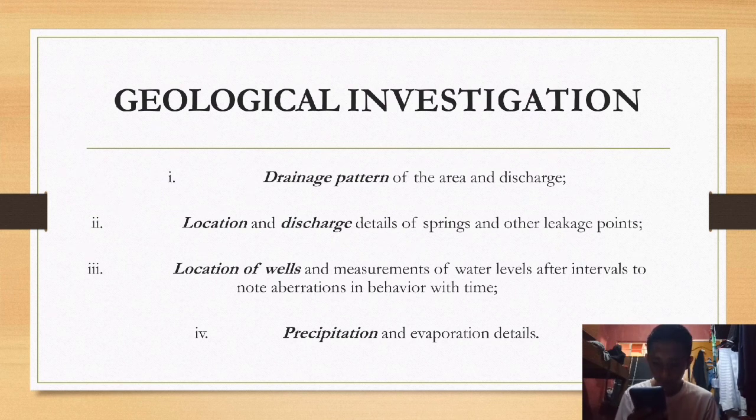Next is precipitation and evaporation details. Precipitation is the water released from the clouds in the form of rain, freezing rain, sleet, snow, or hail. It is the primary connection in the water cycle that provides for the delivery of atmospheric water to the earth. Most precipitation falls as rain.